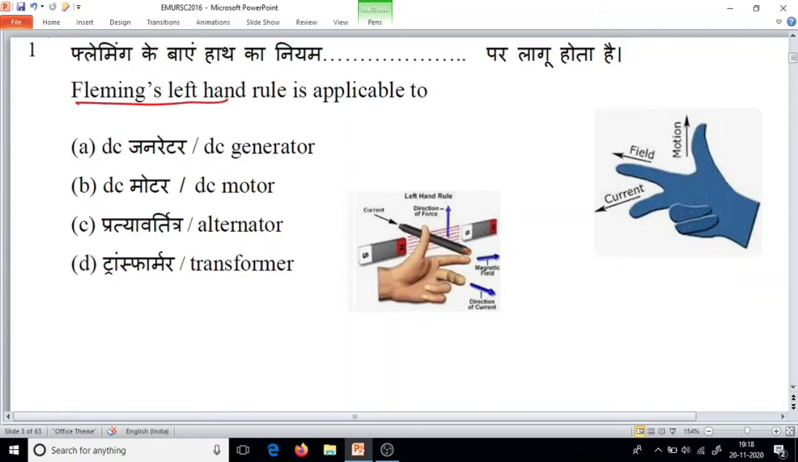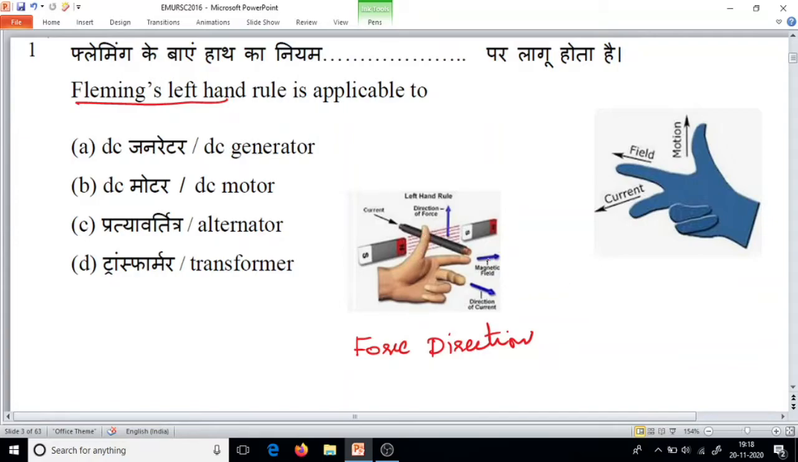When a current carrying conductor is placed in a magnetic field, it experiences a force. So the left hand rule is used to find the force direction.